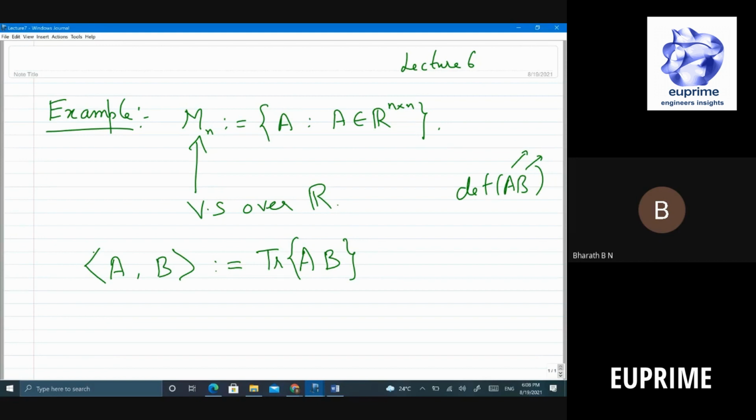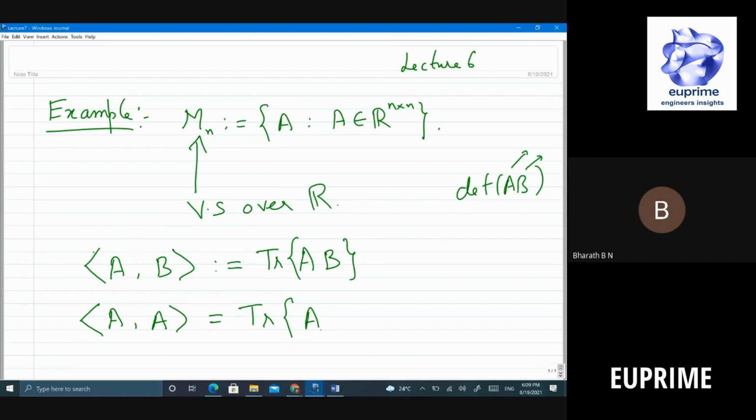This is definitely an inner product. Why is that? For example, if I look at A with A, what do you get? Trace of, well, I get A squared. What is the issue here? Is trace of A squared always positive? I have to ensure that A inner product with A is always non-negative, right? If it is negative, then this is not the right way to define inner product. So how do you ensure that?